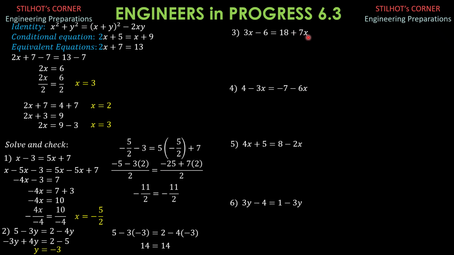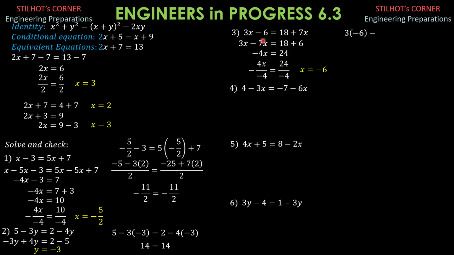we have to transpose 7x to the left, negative 6 to the right. So this becomes 3x minus 7x equals 18 plus 6. So negative 4x equals 24. Dividing everything by negative 4. So negative 4x over negative 4 equals 24 over negative 4. So that means x is negative 6.